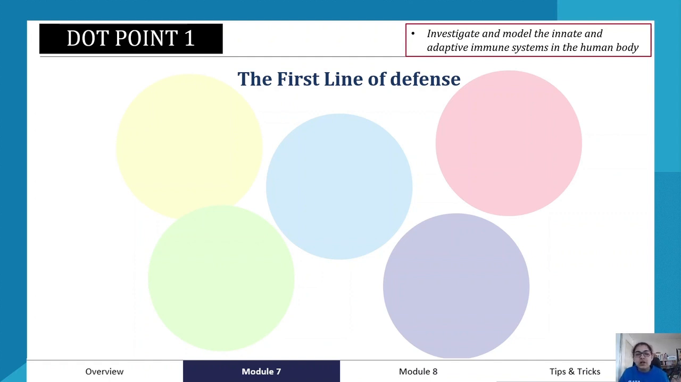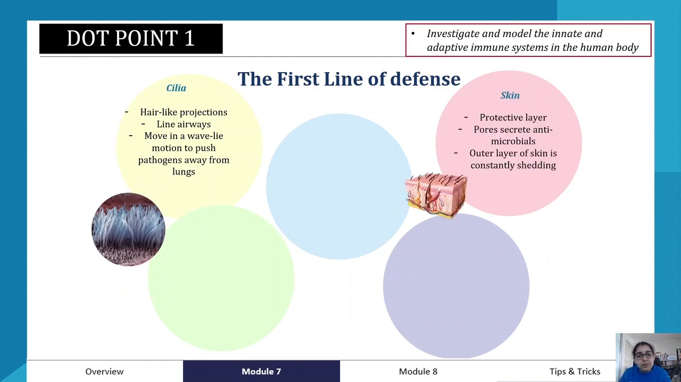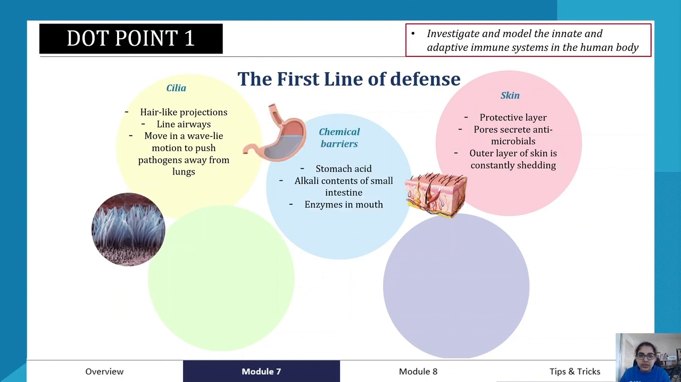So the first line of defense essentially includes cilia, which are the hair-like projections. They line airways and they move in wave-like motions to actually push the pathogens away. We've got skin. It's a protective layer. The pores secrete antimicrobials, and the outer layer is constantly shedding.